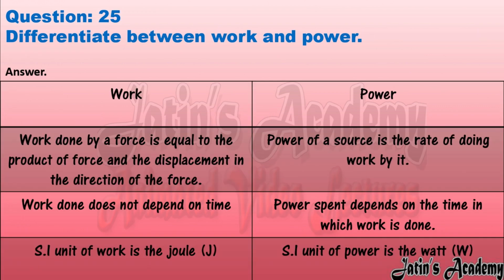Question 25. Differentiate between work and power. Answer. Work. Work done by a force is equal to the product of force and the displacement in the direction of the force. Power. Power of a source is the rate of doing work by it. Work. Work done does not depend on time. Power. Power spent depends on the time in which work is done. Work. SI unit of work is a joule. Power. SI unit of power is watt.